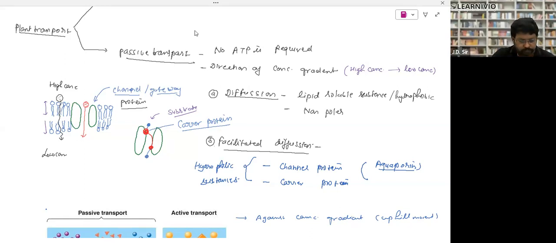But diffusion of water soluble substances is not possible, right? Then put the second heading B, facilitated diffusion.